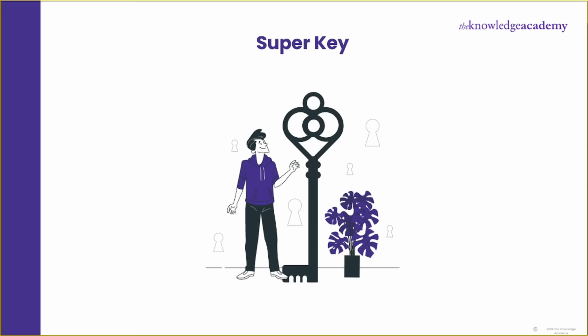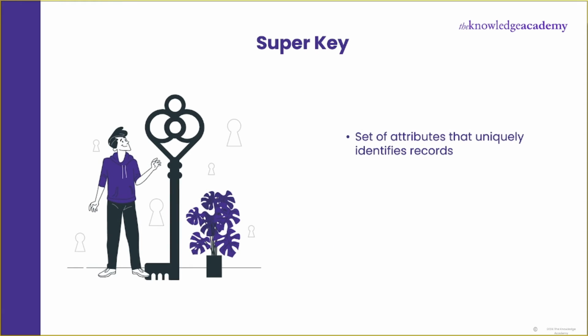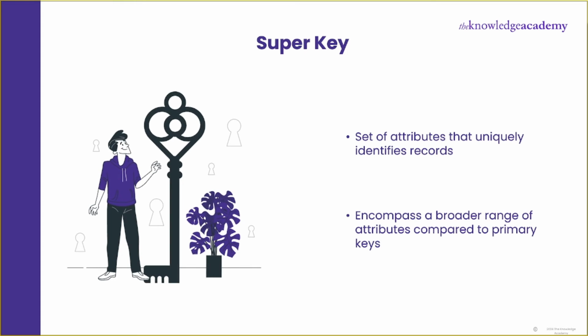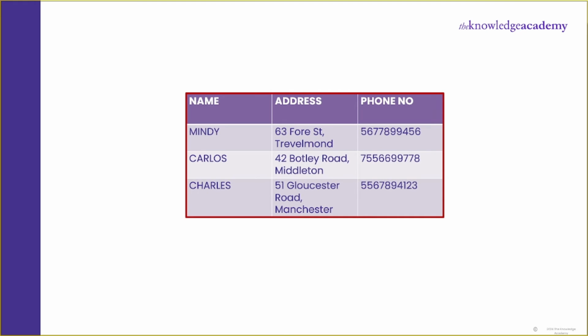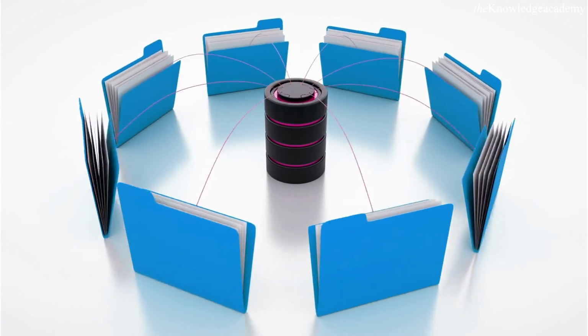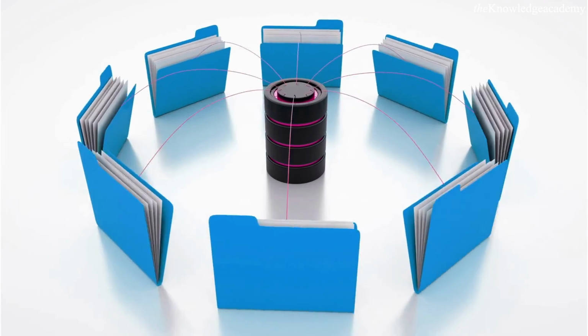Finally, let's discuss superkeys, a set of attributes that uniquely identifies records, broader in scope than primary keys. These are sets of attributes that uniquely identify records. They encompass a broader range of attributes compared to primary keys. An example would be a combination of attributes like name, address, and phone number, forming a super key for customer records. These are the 5 vital keys of RDBMS. These are important and will be used frequently when we will be learning SQL further.